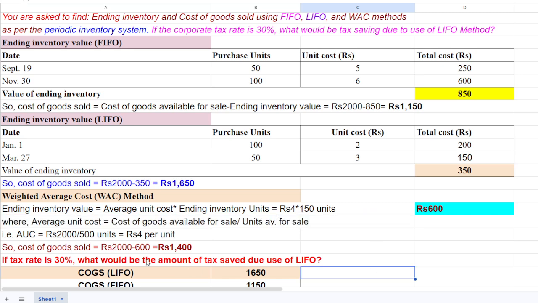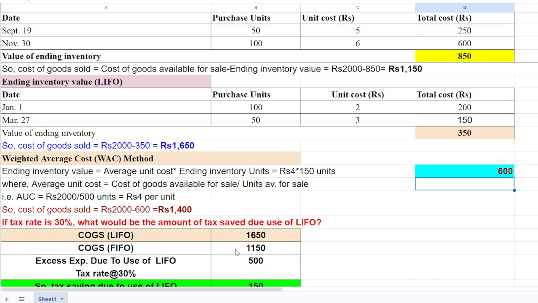Then yeah, this is our 600. You can say that is our, simply, what do we do here? We say that our rate is 4, and once you multiply it with the ending inventory, you would have 600 rupees. Okay. Now the question is: when the corporate tax rate is 30%, what would be the amount of tax saved due to use of the LIFO approach?